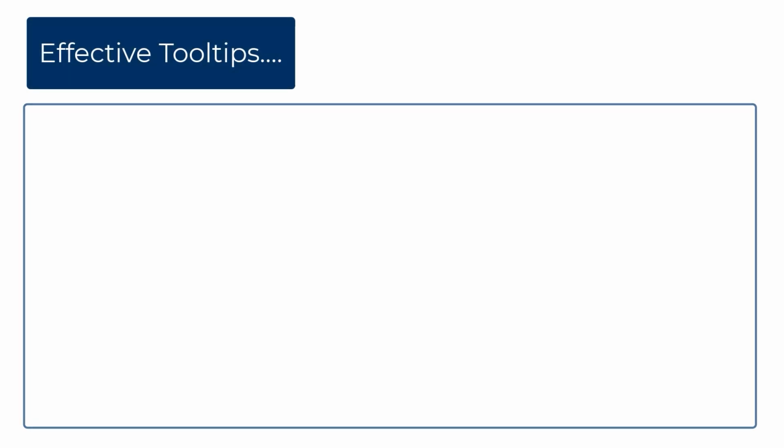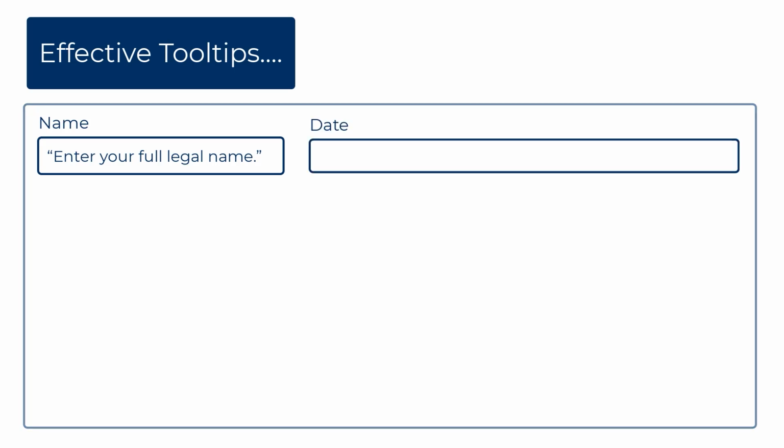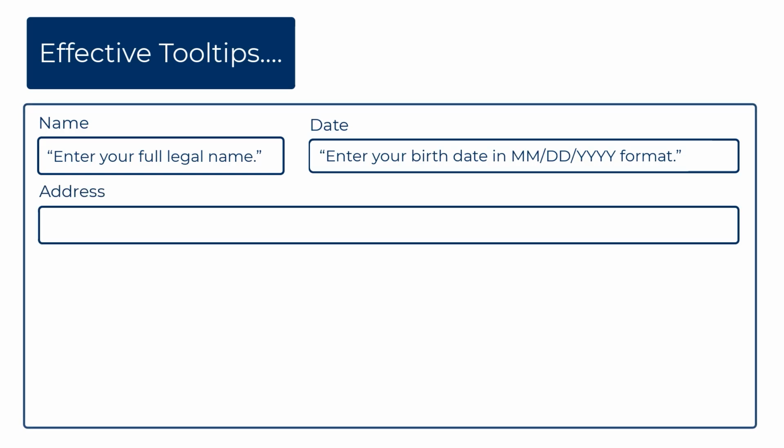Here are some examples of effective tooltips. Name field. A clear tooltip might read, enter your full legal name. This works because it removes guesswork. No confusion about nicknames or initials. Date field. A clear tooltip might read, enter your birth date in month, day, year format. This works because it specifies both the type of date and the format required.